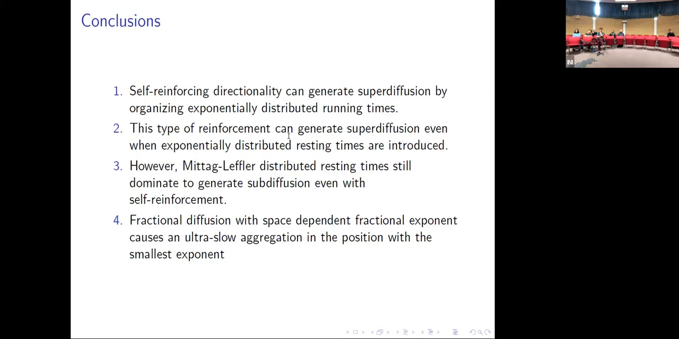But three, if we introduce Mittag-Leffler distributed rest times so that we incorporate a fractional derivative into the PDEs, it begins to dominate, and you can no longer generate superdiffusion, and subdiffusion is done at long times. And four, when you have fractional diffusion with space dependencies in the anomalous exponent or the fractional exponent, it actually causes aggregation towards the state with the lowest anomalous exponent or fractional exponent.